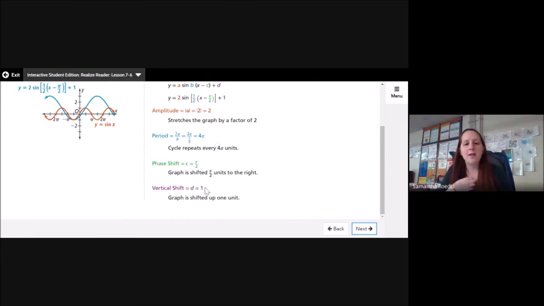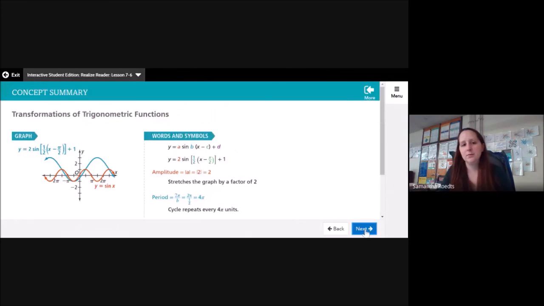And then this 1 at the end tells me that it shifted up. The entire graph shifts up one unit. And that is the end of Unit 7, Lesson 6.